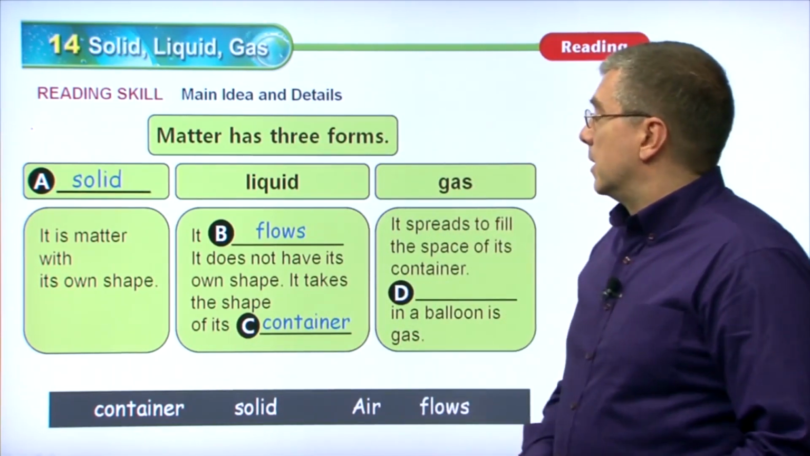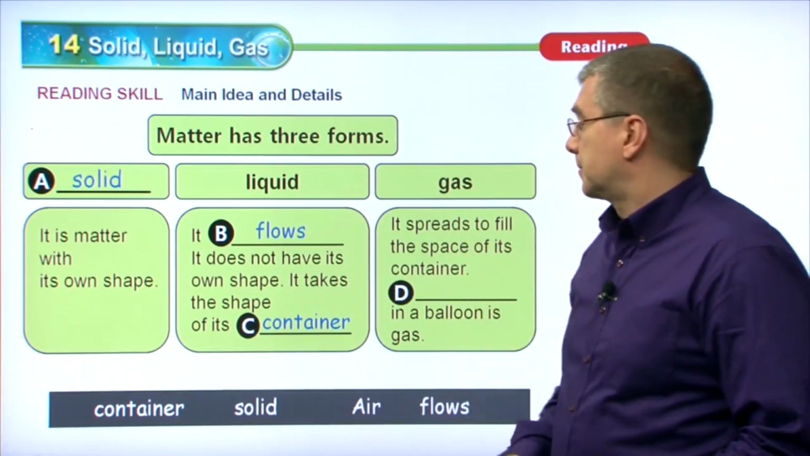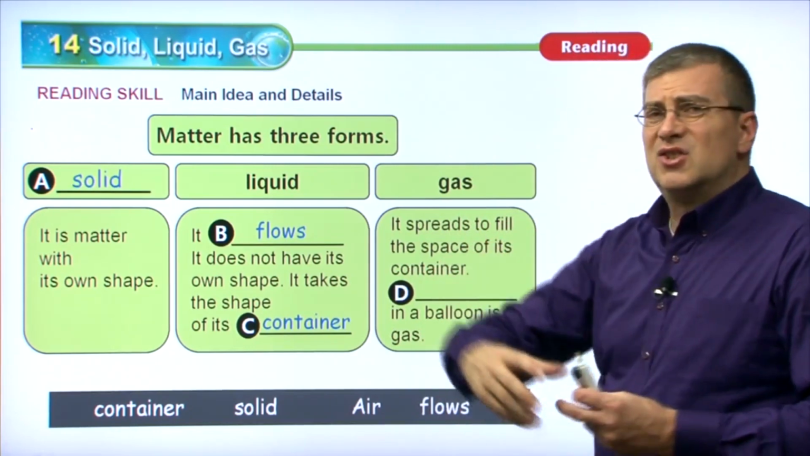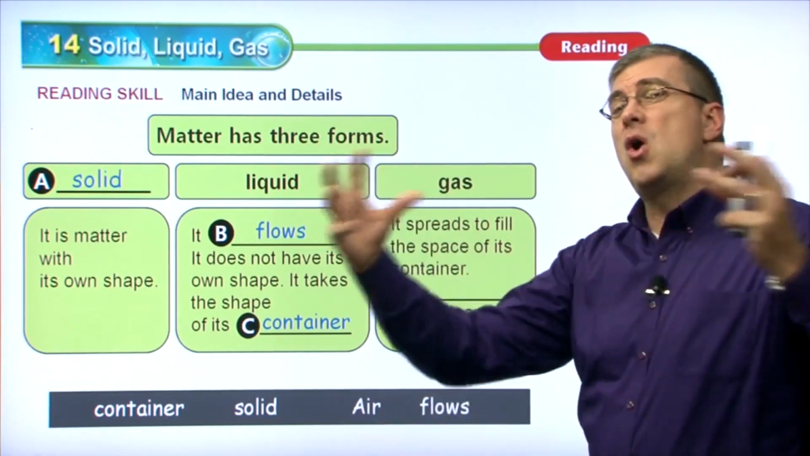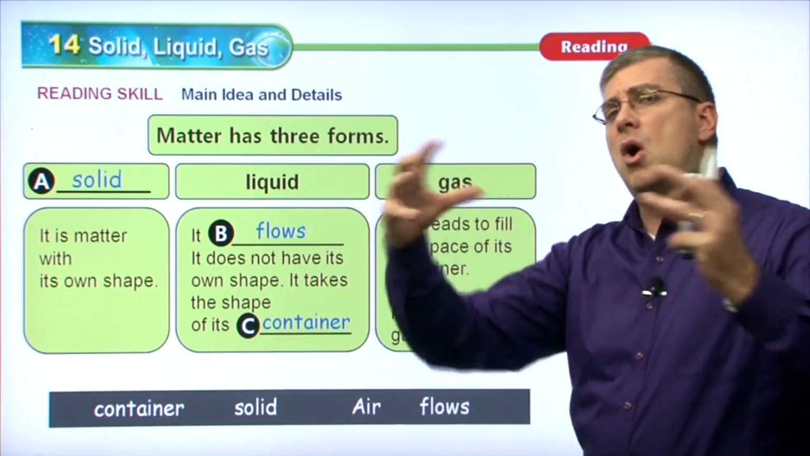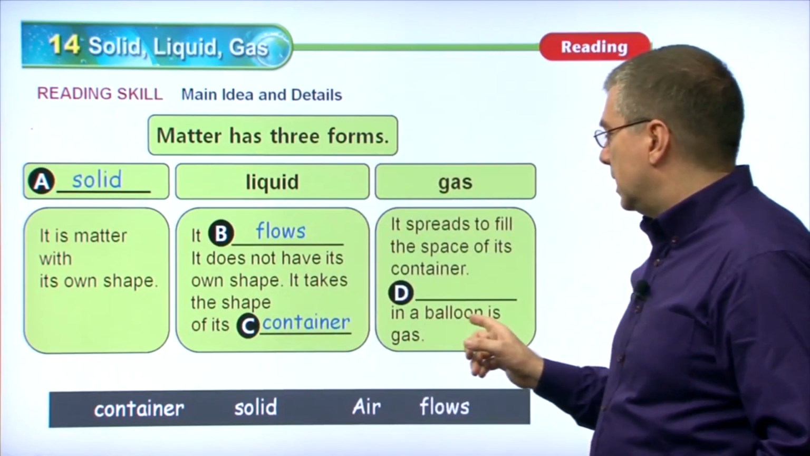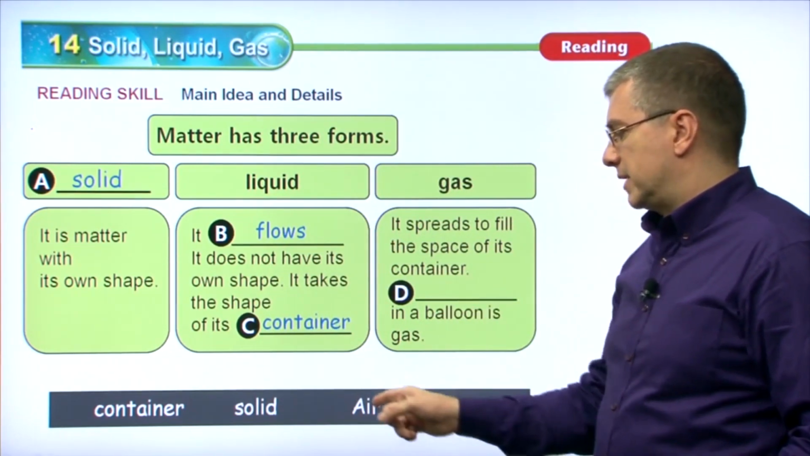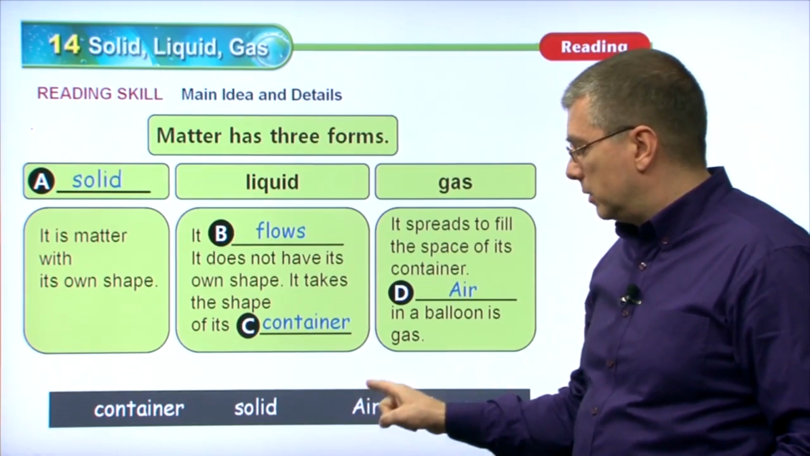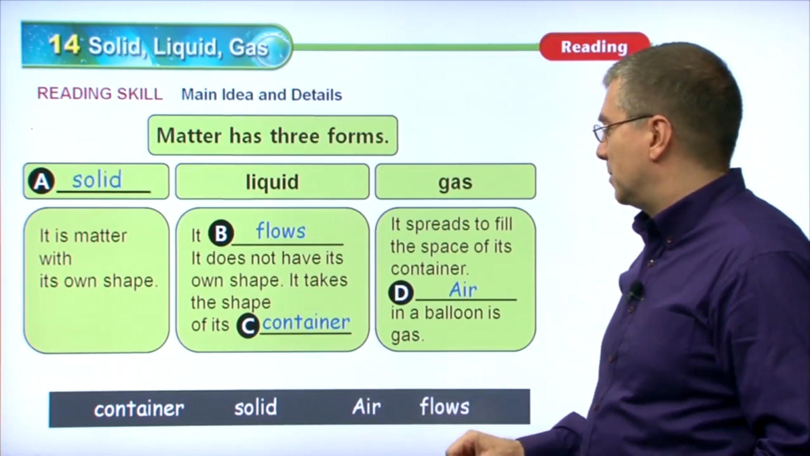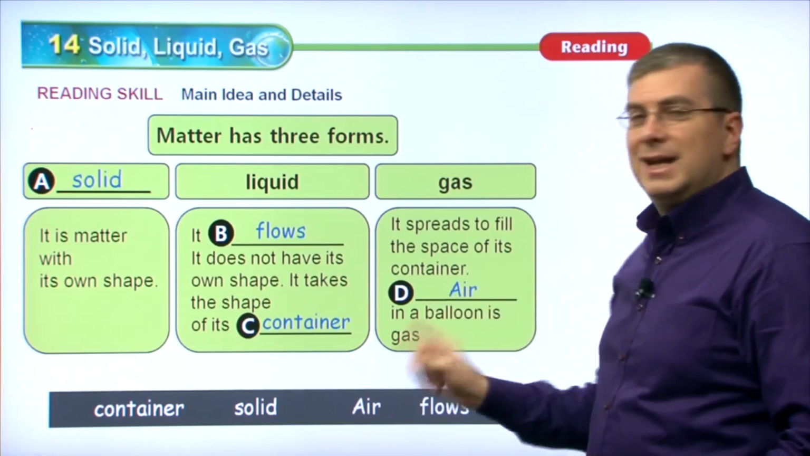Moving on. The third form that matter can take is gas, right? Gas, remember, spreads out to fill the space of its container, all the space, not just the bottom, but all the space. Then we have blank in a balloon is gas. What in a balloon is gas? Well, if we chose air, that would be correct. By the way, it's the only word with a capital at the beginning, so it's a new sentence, so we know that anyway. So air in a balloon is gas.